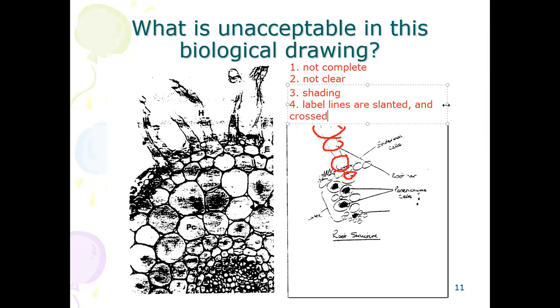Now, because the student used slanted label lines, you start to see the two label lines cross each other, right? See here, so it becomes very messy. And the student didn't use a ruler, so that's why it's very messy. All biological drawing, you cannot use a ruler. All label lines, you must use a ruler. So you can distinguish very clearly whether the straight line that you see is a label line or a line of the biological drawing.